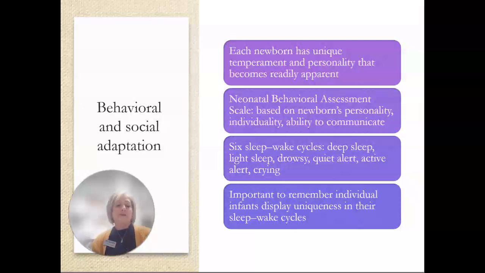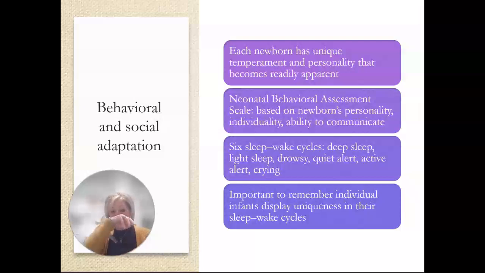So each baby's going to have 6 sleep-wake cycles. Just like we have sleep-wake cycles, where we go into REM 1 and 2, and then 3 and 4, and then we go into REM. These babies are going to have what they call a deep sleep, a light sleep, drowsy, quiet alert, active alert, and crying.